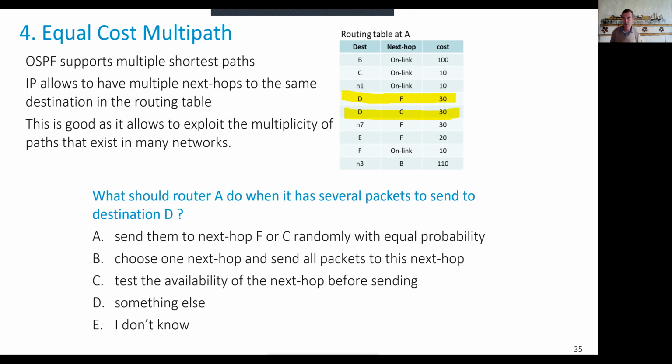This is very different from what bridges do, where they exclude everything that is not on the spanning tree. Here, in contrast, we would like to use as much as possible. However, that may not be without problems. So what should router A do when it has several packets to send to destination D?